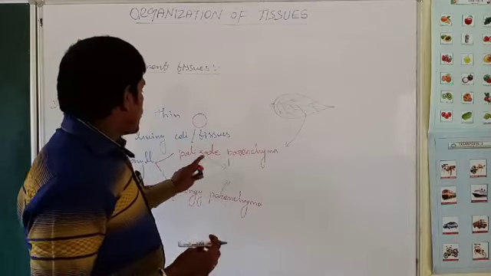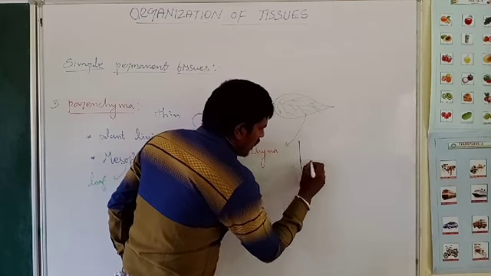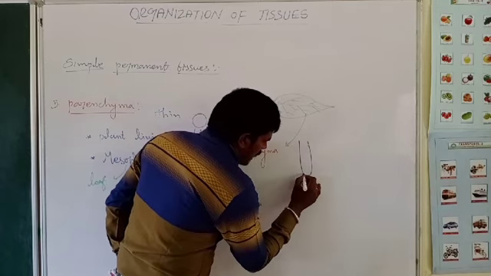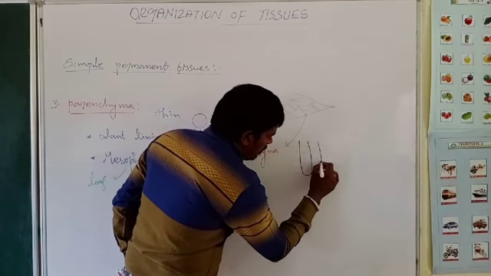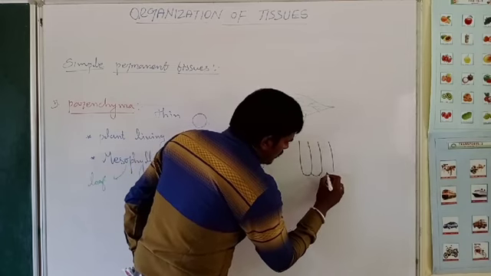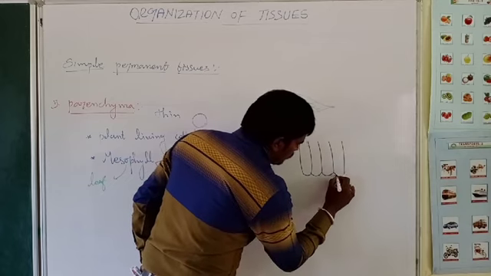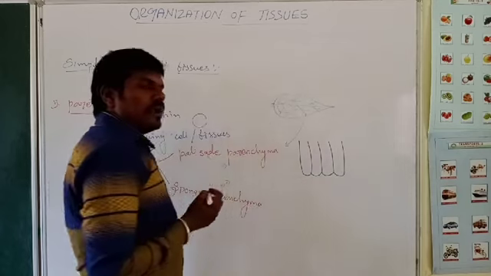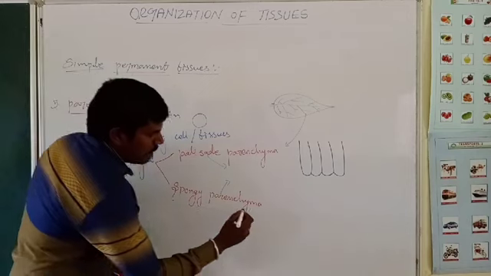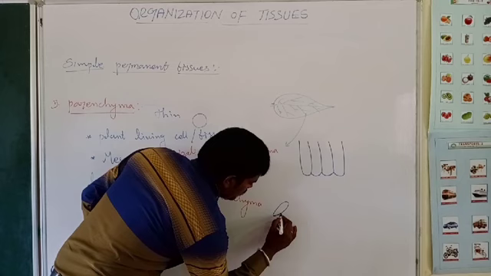How is the palisade parenchyma arranged in the leaf? It is present in a cylindrical structure, the cells are elongated like this, and in between there is no intercellular space, like this. Like that it is present. The spongy parenchyma is present like this, near the lower epidermis.